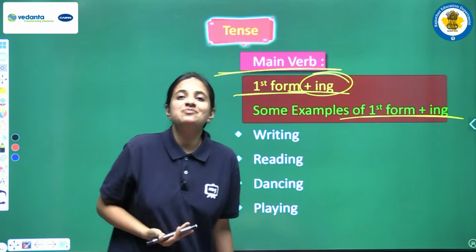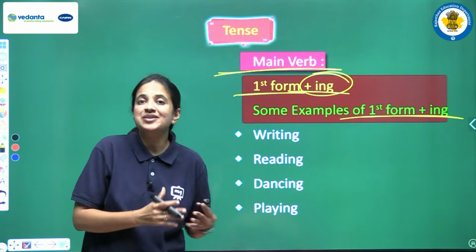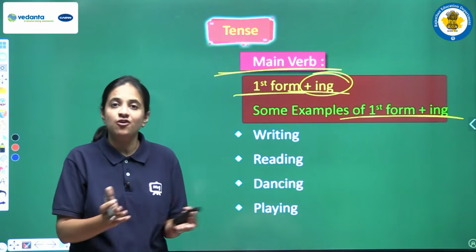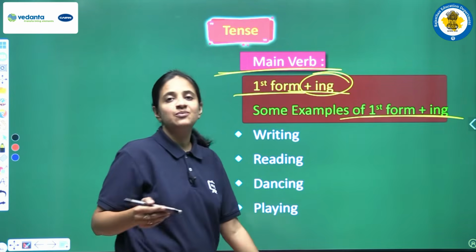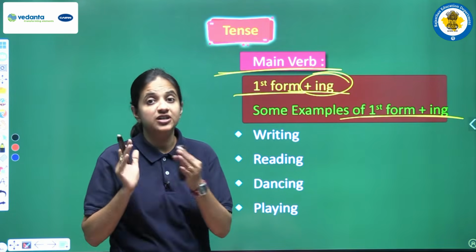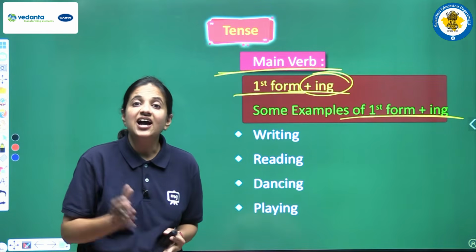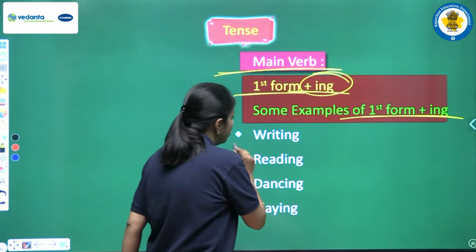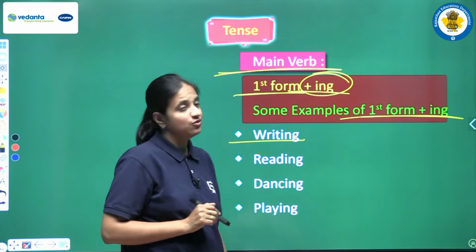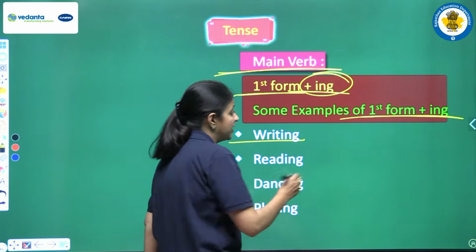कि क्या मतलब है इस बात का कि फर्स्ट फॉर्म के साथ हम ing कैसे ऐड करेंगे, किस तरह से ये वर्ब फॉर्म होती है. So now we can see some of the verbs, and these all are the first form, and we are adding ing. We all know write is a verb, okay? So when we add ing, it will be writing.